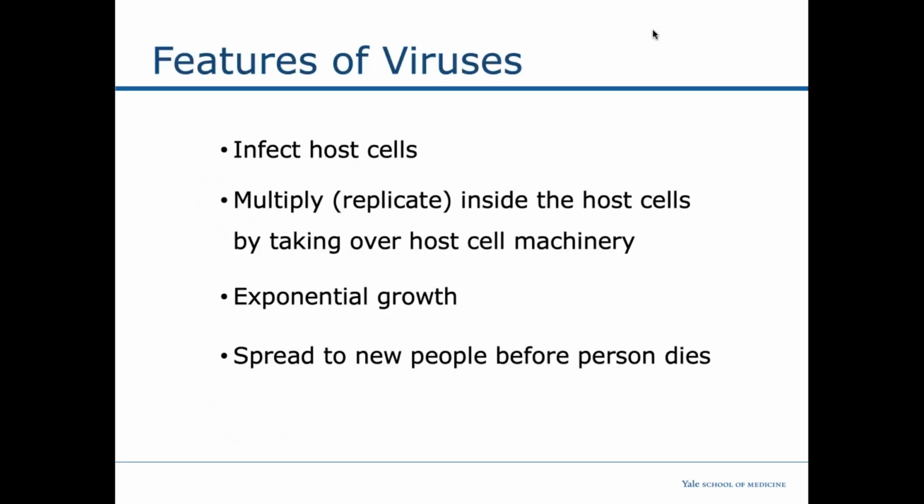So what are the features of viruses? First of all, they can't exist on their own. They have to infect cells. Once they infect them, they take over the host cell machinery and multiply inside the host cell. And they start really growing exponentially. They then spread to new people before a person dies. Otherwise, they will not be able to be transmitted and continue to propagate themselves.